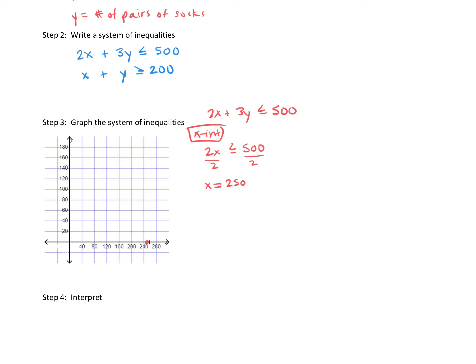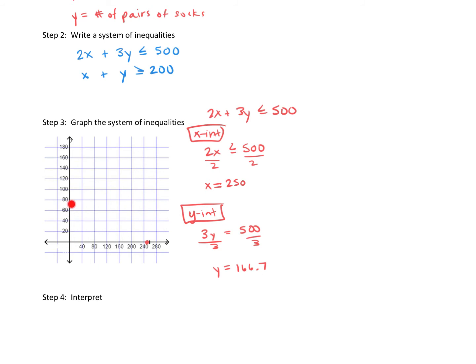Let's find the y-intercept. That means you keep the y and put in a 0 for x. So if we put in a 0 for this x right here, that term simplifies away, leaving us with 3y equals 500. Divide both sides by 3, and we get a y-intercept of 166.7. So we definitely are going to do some estimating on where that point is.